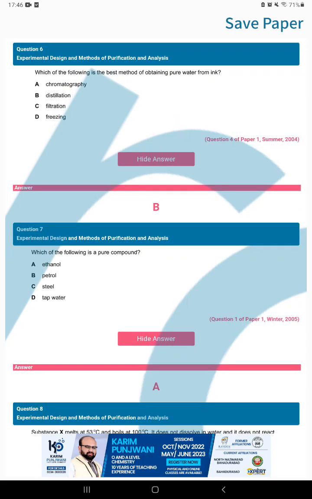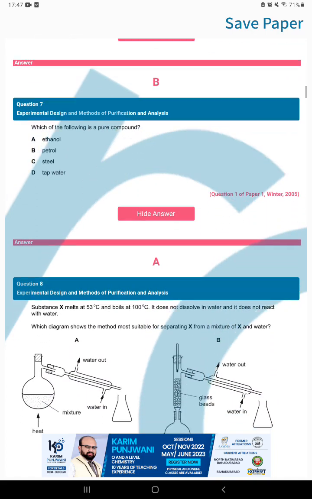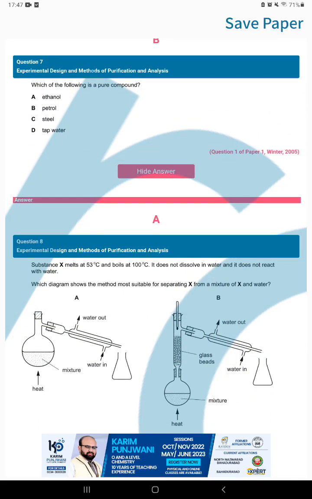Question number 6. Which of the following is the best method of obtaining pure water from ink? Chromatography, distillation, filtration, or freezing? Which of the following is a pure compound? Ethanol, petrol, steel, tap water.